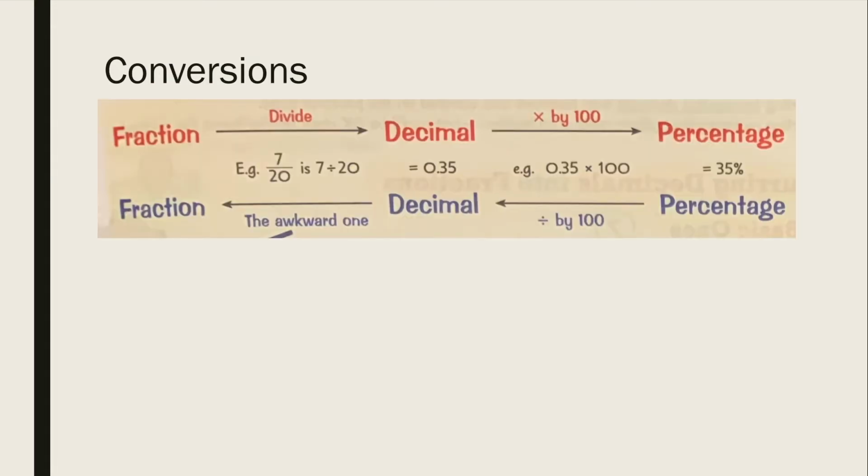Okay, so the conversions. From fraction to decimal, you just need to divide. So for example, if it's 7 over 20, it's 7 divided by 20. Or if it's, let's say, 18 over 93, you do 18 divided by 93, and it gives you a decimal. In this case, it's 0.35. From decimal to percentage, you multiply by 100. For example, 0.35 times 100 is equal to 35%. Now, let's go down. Percentage to decimal, you just divide by 100, the same thing. But the decimal to a fraction is a bit different. We'll talk about that a bit later.